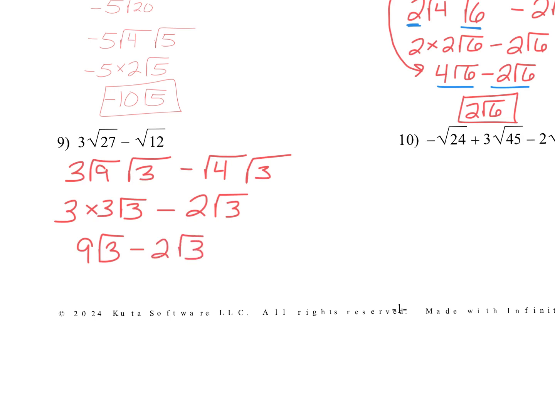Is that what we wanted? Yes, they're like terms. What do I do next? Since they're like terms, combine them. 9 minus 2, 7 square root of 3.